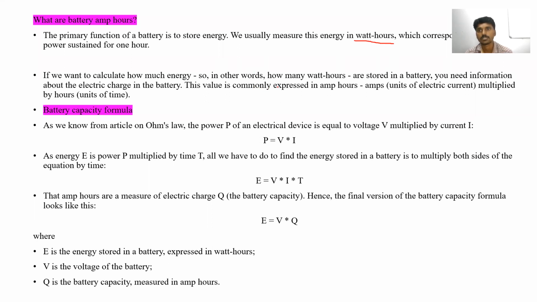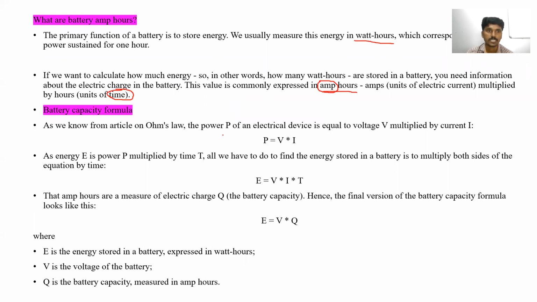To get the status of that battery, we need to get the information about the electric charge in the battery. This value is commonly expressed in ampere hours. Amp is nothing but the unit of current, and hours is the unit of time. Clear?